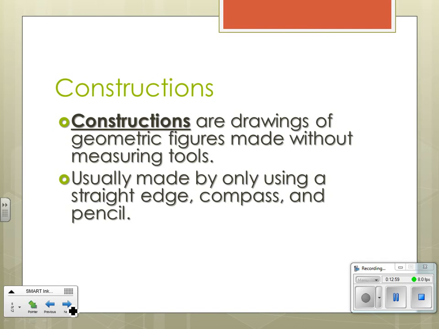So typically, and what we'll do in here, constructions are made using a straight edge, which could be our ruler or the edge of your book, or edge of your notebook, whatever. A compass, and a pencil. Those are the tools that we'll use in here to make those. A straight edge, a compass, and a pencil. You know what the compass is used to make? Circles. Yeah. It's what you use to make a perfect circle.